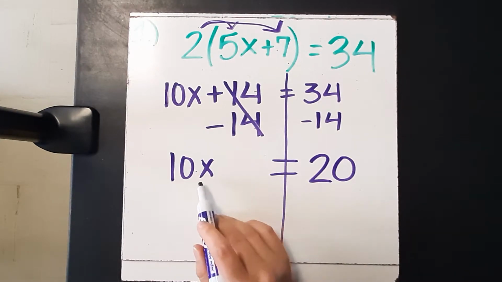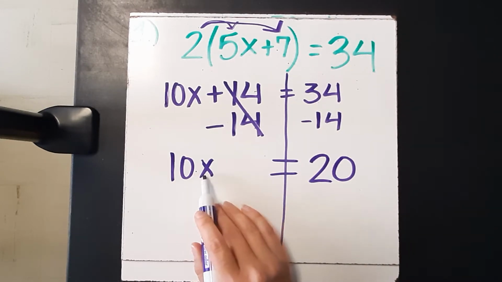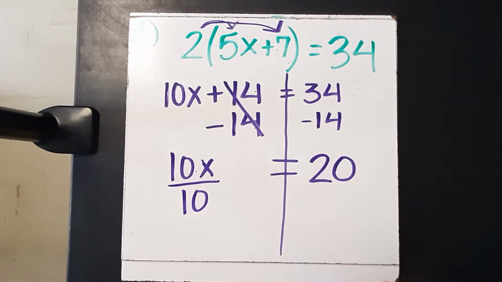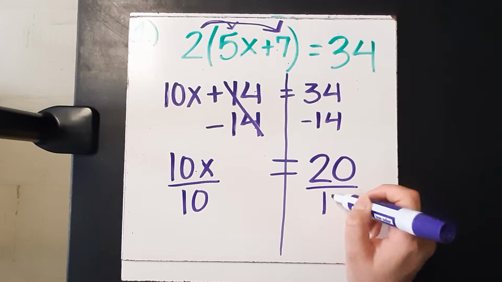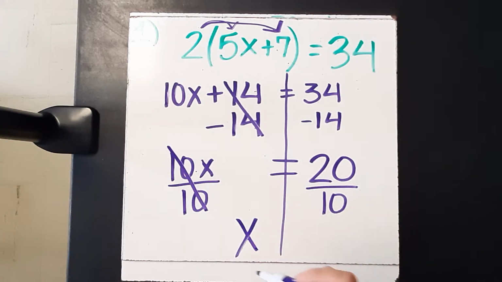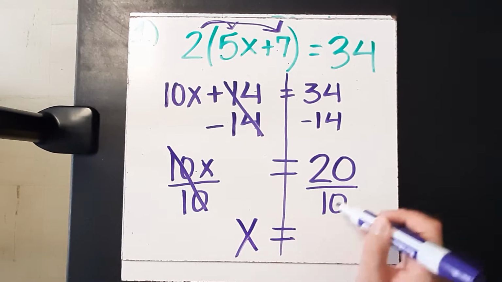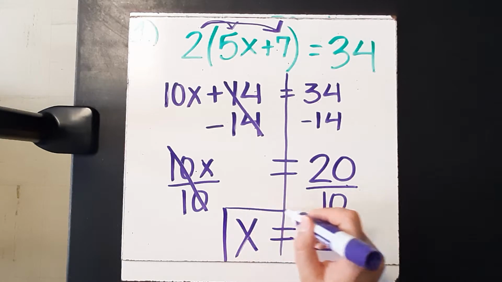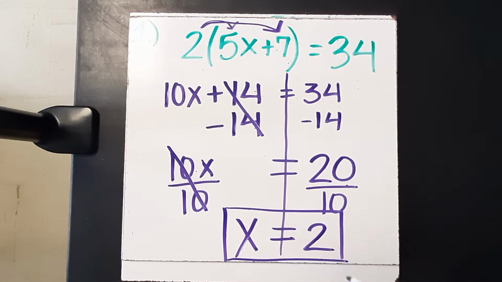My last step here is to cancel the multiplication. So 10 is being multiplied by x. To cancel multiplication, we have to divide. So I'm going to divide both sides by 10. Over here, 10 divided by 10 cancels, so I just have 1x equals 20 divided by 10, which is 2. So my solution here is x equals 2.